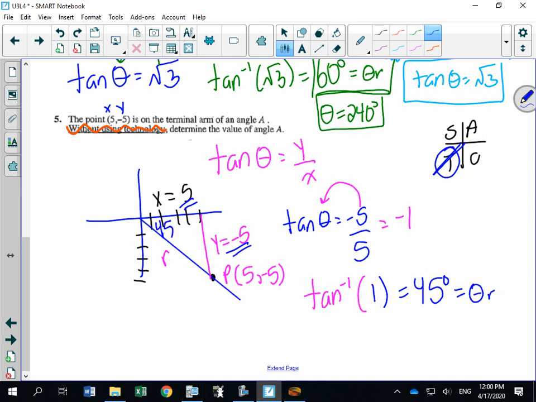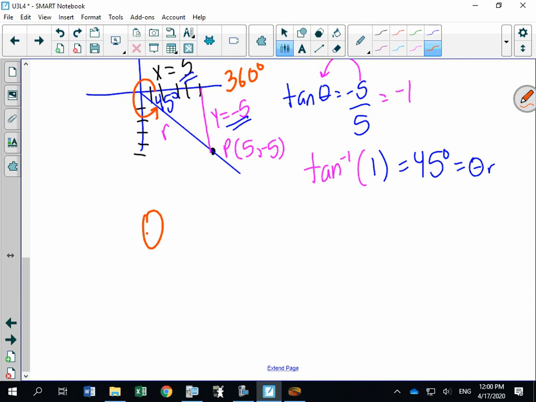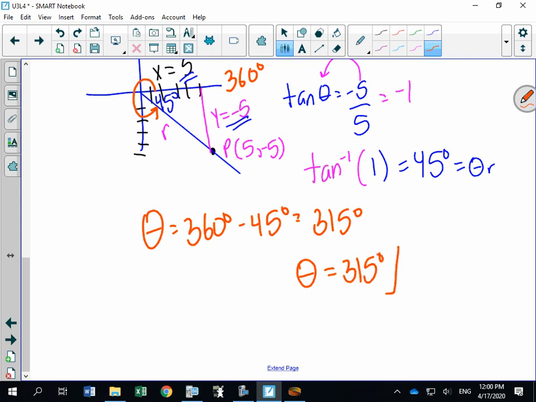If this is 45 degrees, the question is asking, what is the rotational angle? One rotation around the circle is 360 degrees. So my rotational angle is 360 degrees minus that reference angle of 45 degrees, and I would get 315 degrees. So my theta in standard position, or my rotational angle, is 315 degrees. And that's how you would do this question.